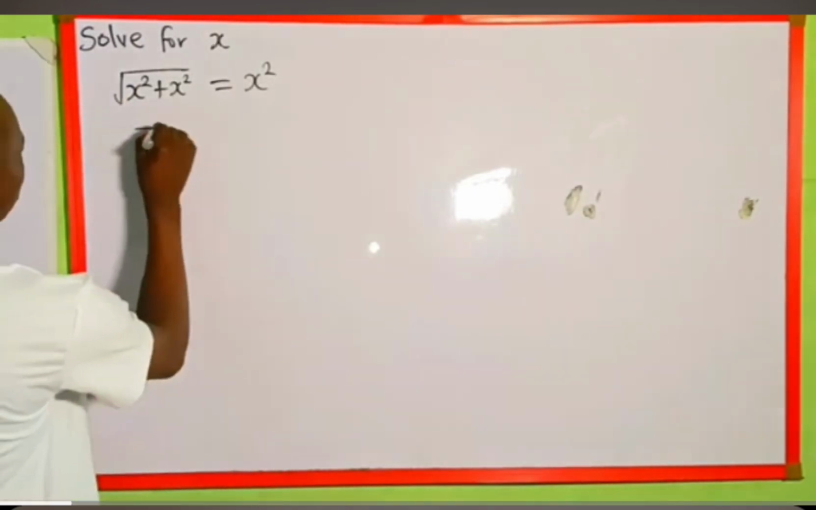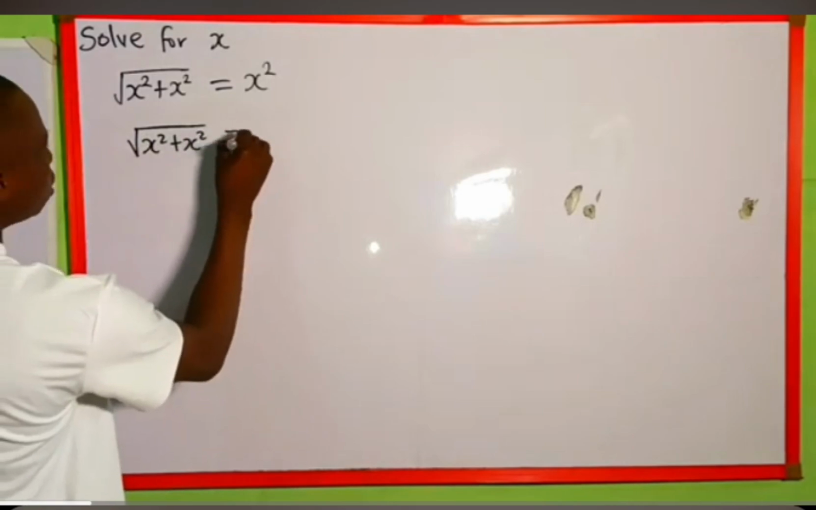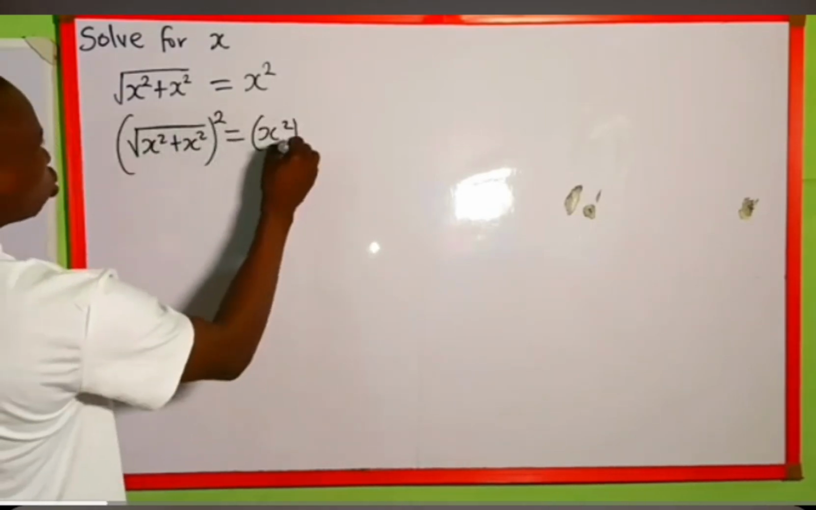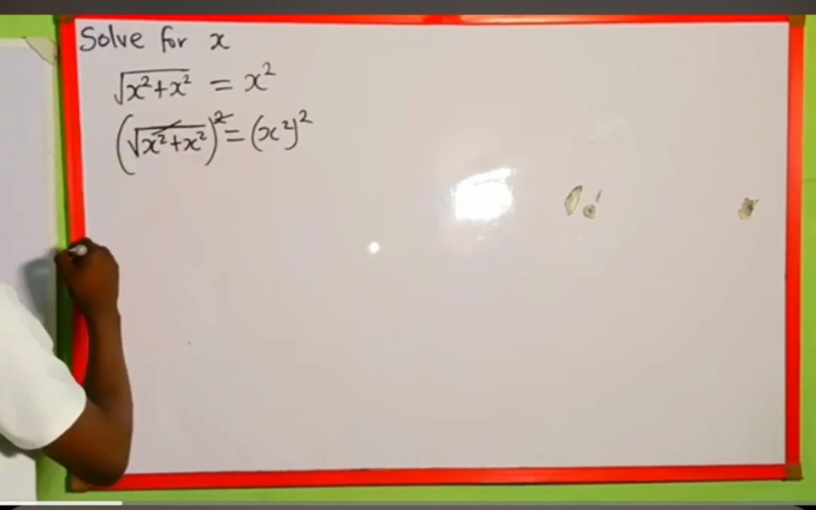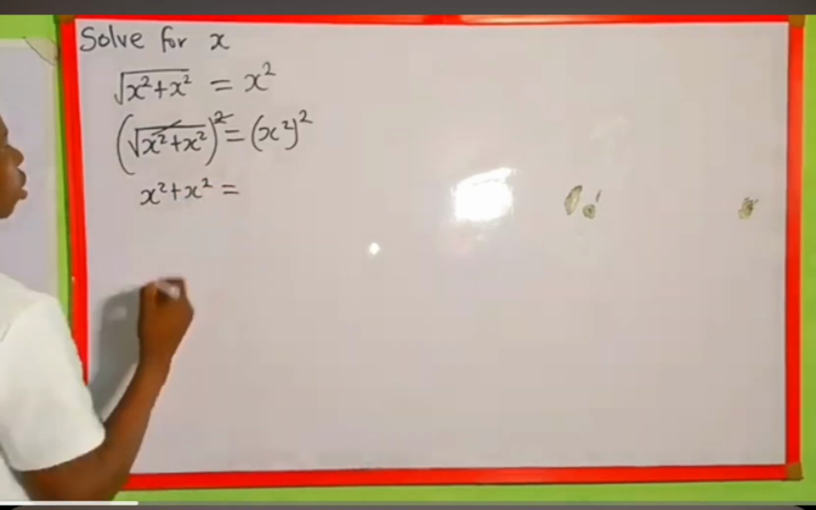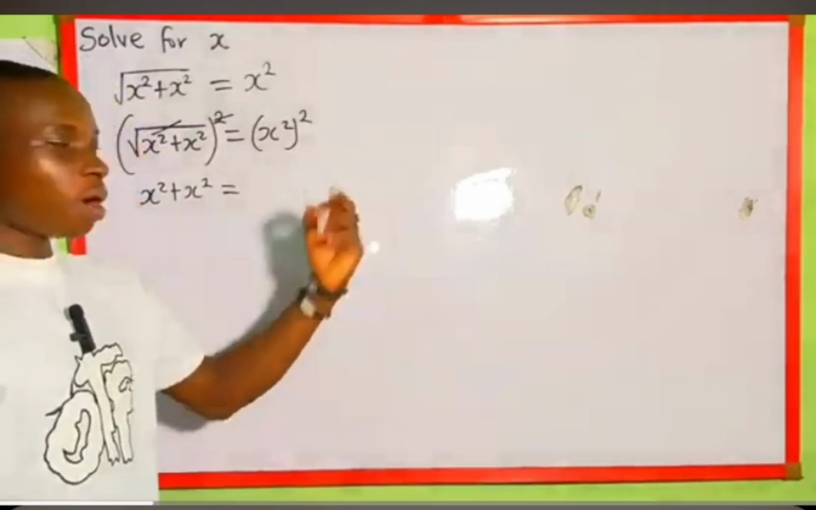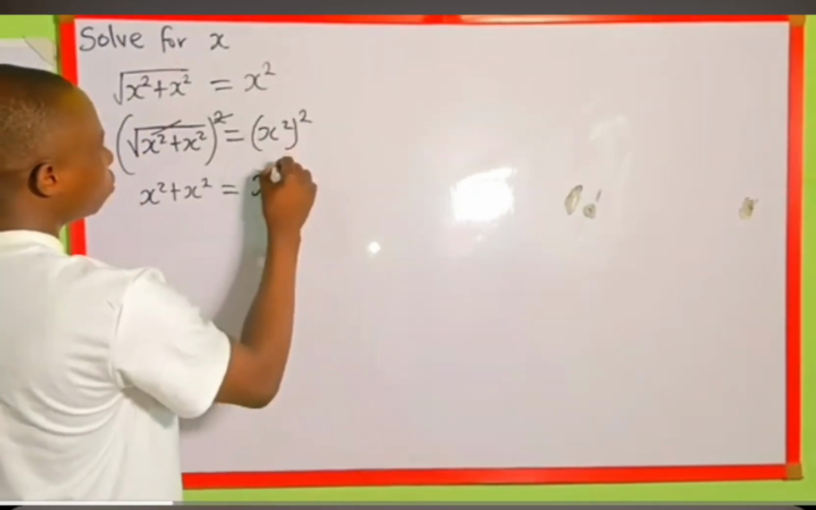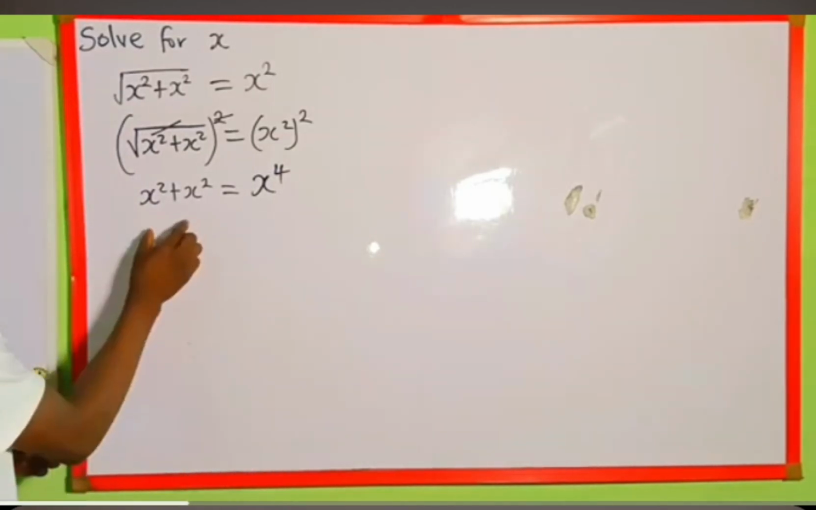So we have square root of x squared plus x squared is equal to x squared. We square the left hand side and also the right hand side, so that this square cancels the square root. We are left with x squared plus x squared, which is equal to, remember the power property of indices, we multiply the two powers together. So x to the power of 2 multiplied by 2 gives us 4.